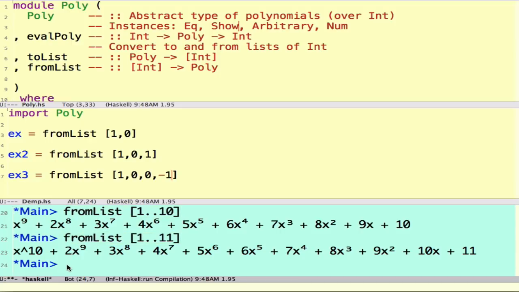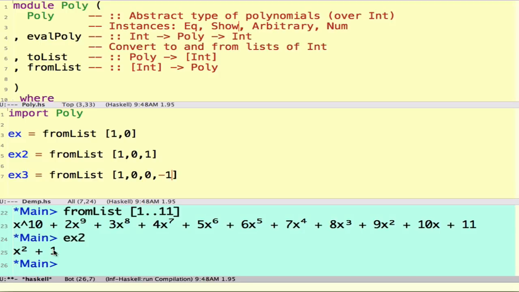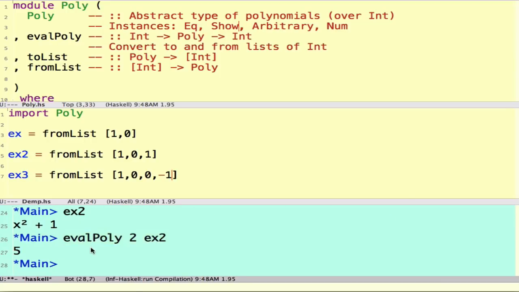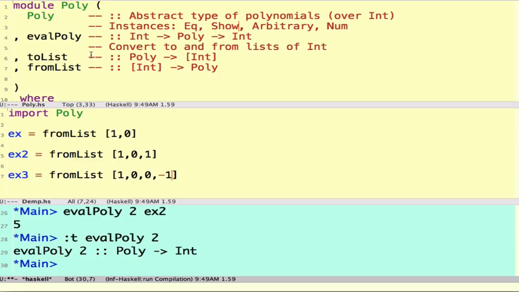Okay, so what else can you do with a polynomial? Well, if we look at, for example, ex2, which was x squared plus 1, we can evaluate this polynomial by providing a value for the missing bit, the parameter x, of the polynomial. So, for example, if we were to supply the value 2 for x, we'd expect to get the answer 5, and the eval poly function is the function that will do that for us. So eval poly 2 will give us 5.